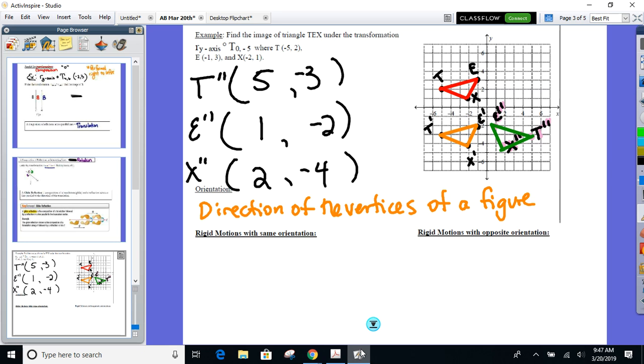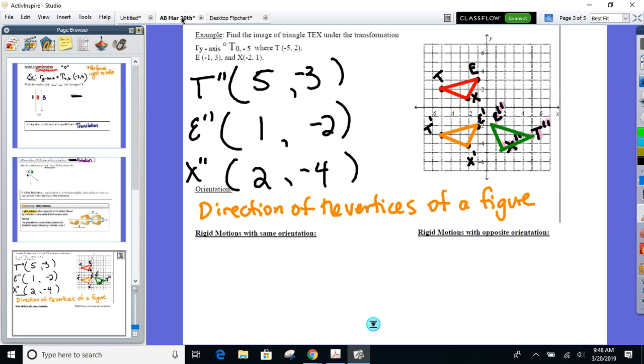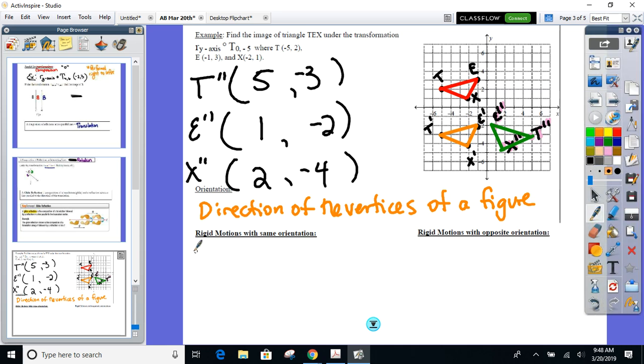Here's what I need from you to dig a little deep right now, either by yourself or in your group. Which one of these right now, if I went back to my triangle, CBA, which one of these could I do? I can reflect it, translate it, rotate it, and it would still go CBA in a counterclockwise direction. If I turn it, is it still going to be CBA in a counterclockwise direction? I don't care how many degrees you turn it. If you go CBA, is it still going to be counterclockwise? Yeah. Okay. So that's what one rigid motion that has same orientation is a rotation.